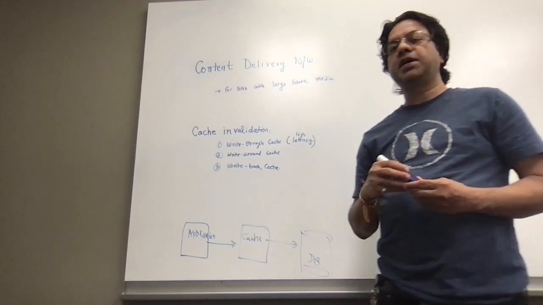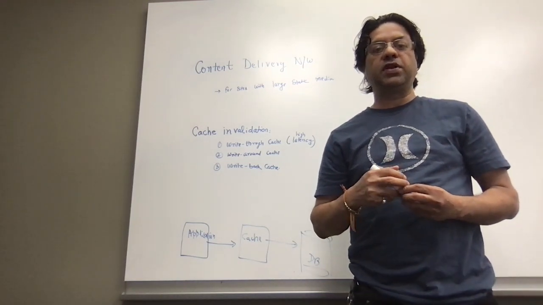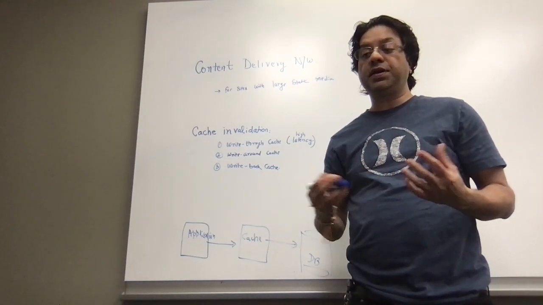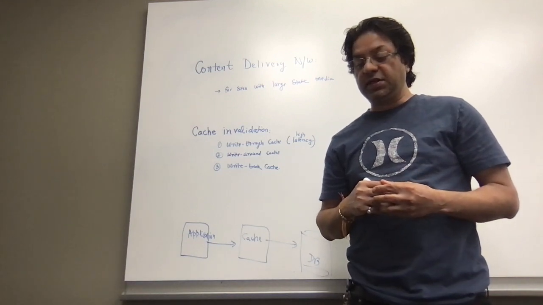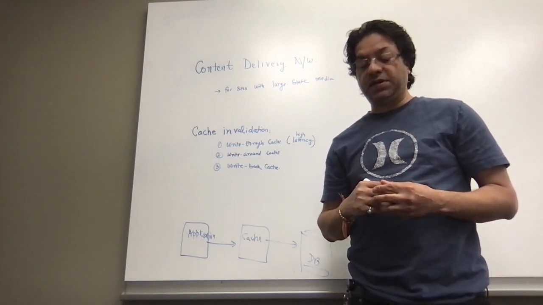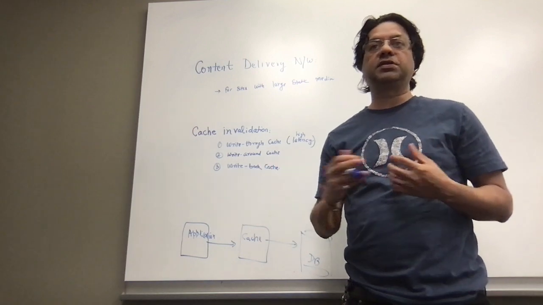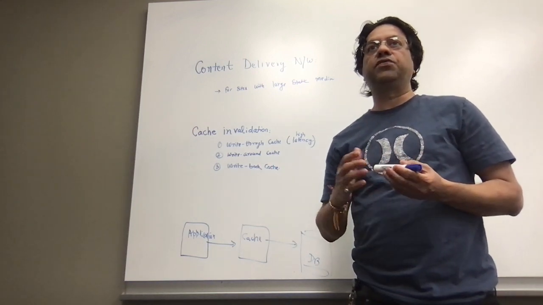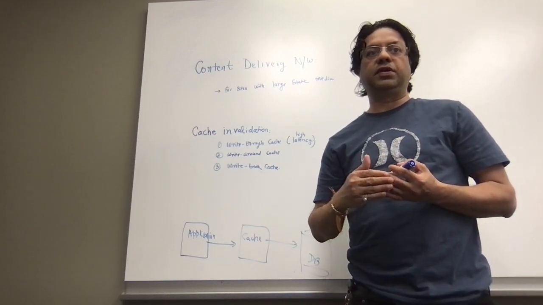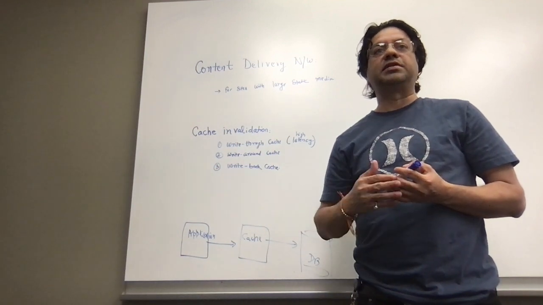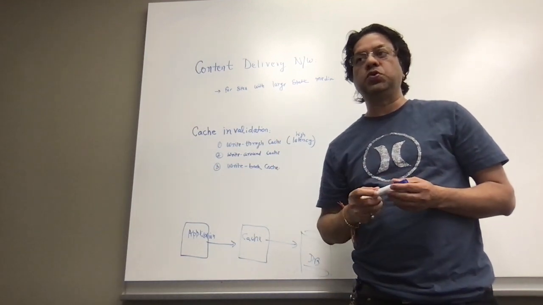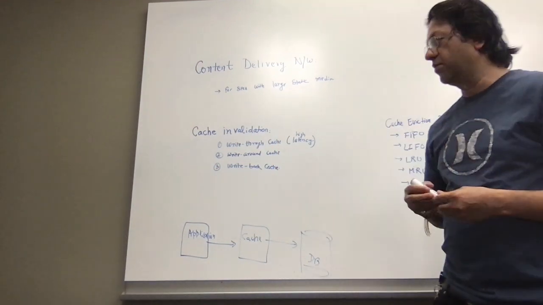So in system design, caching is one of the main components. Caching is based on the locality of reference principle. The data which is recently accessed is likely to be requested again. So that is the locality of reference principle.